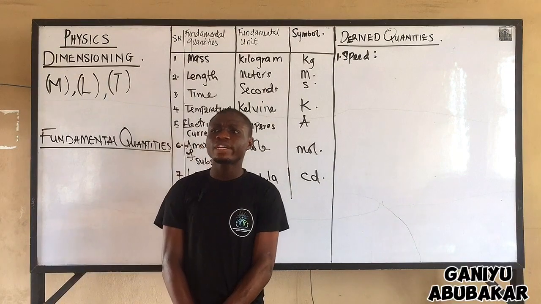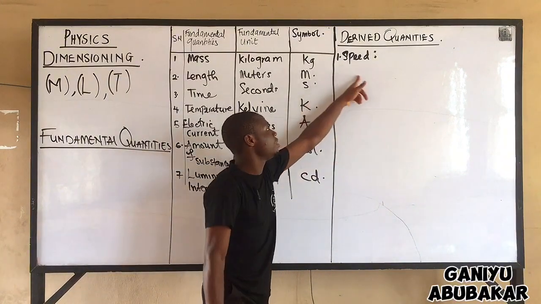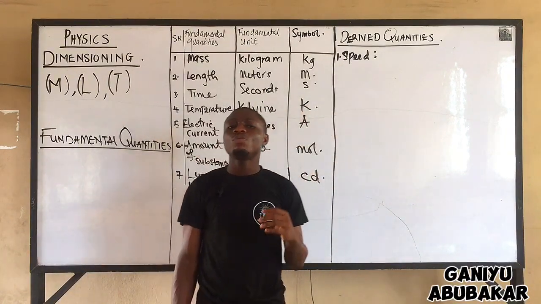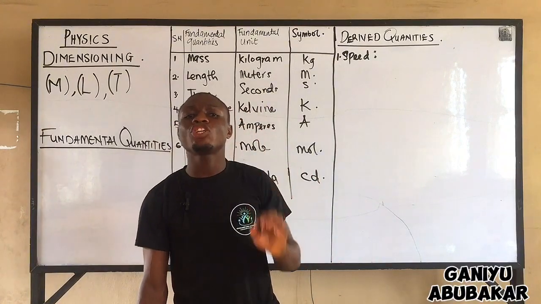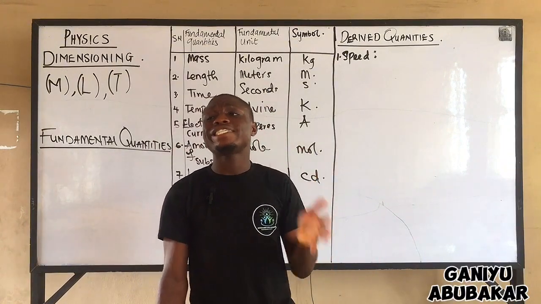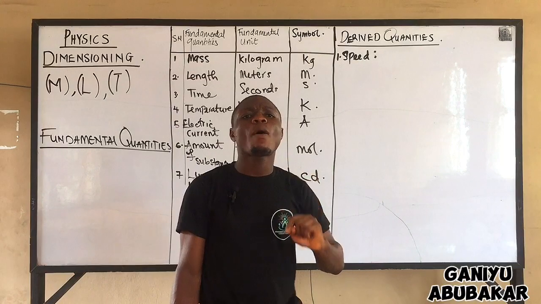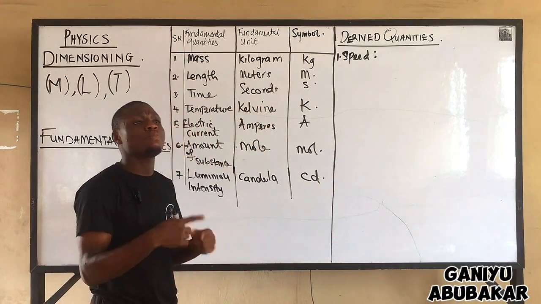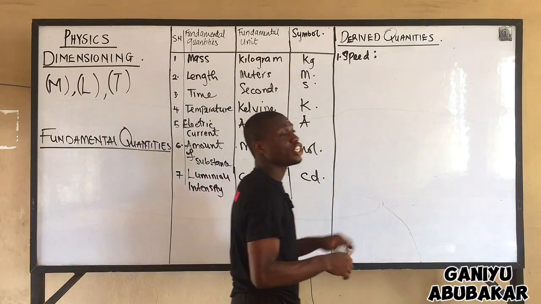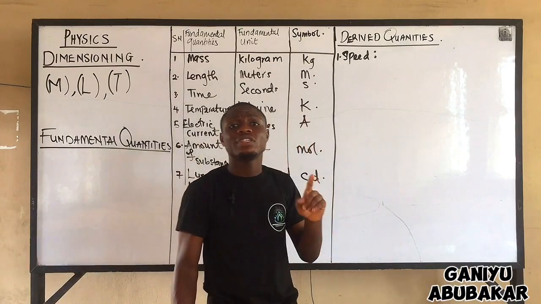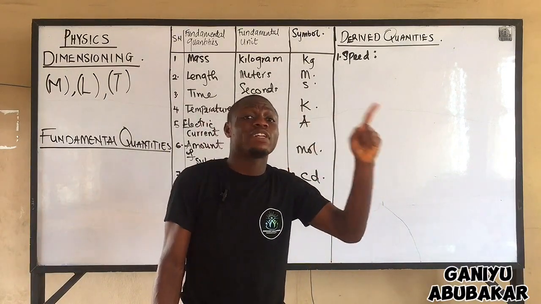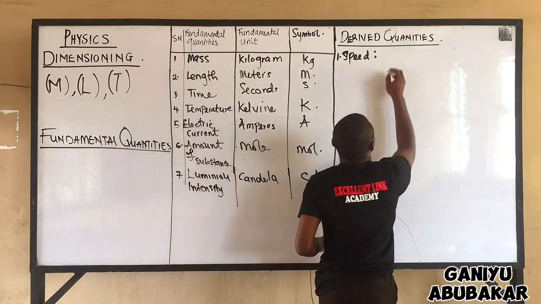All right, let's start with the first one called speed. I mentioned speed. Let's dimension speed. We said your ability to dimension any parameter depends on whether you can define it. Look up what speed is in the mathematical sense. Speed is what? The rate of change of distance. That's distance over time. So we are saying that speed is what?